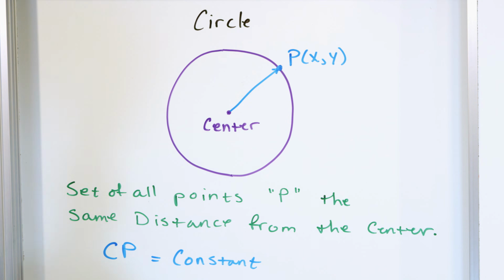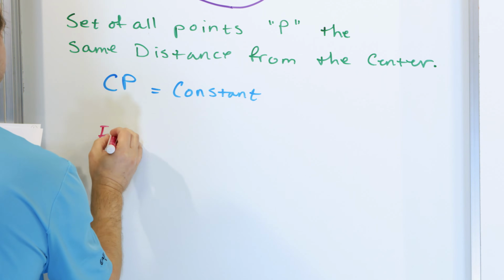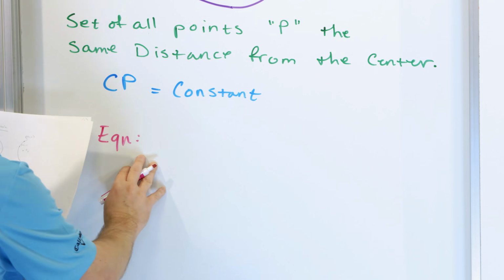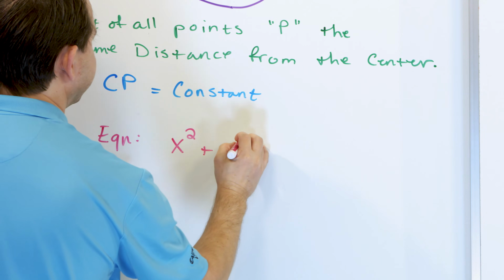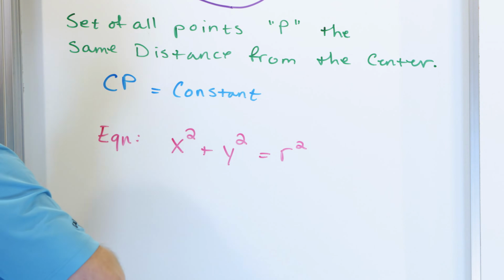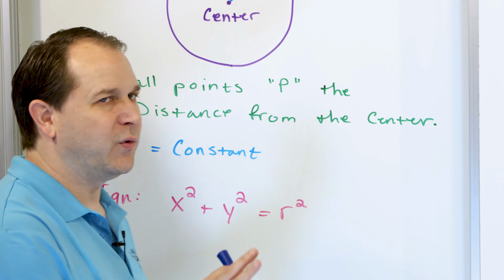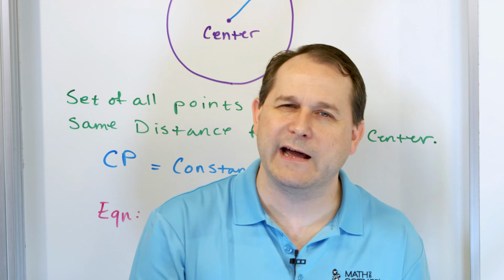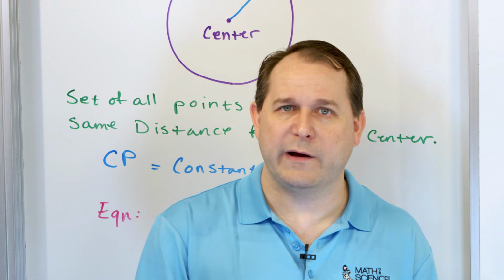But just to give you a flavor, a general equation of a circle would look something like this: x squared plus y squared is equal to r squared. And what does this mean? Now, this is a different kind of equation than we've seen before. I don't expect you to understand this yet. I don't expect you to say, oh yeah, that makes sense. I expect you to believe me. This is the equation of a circle.